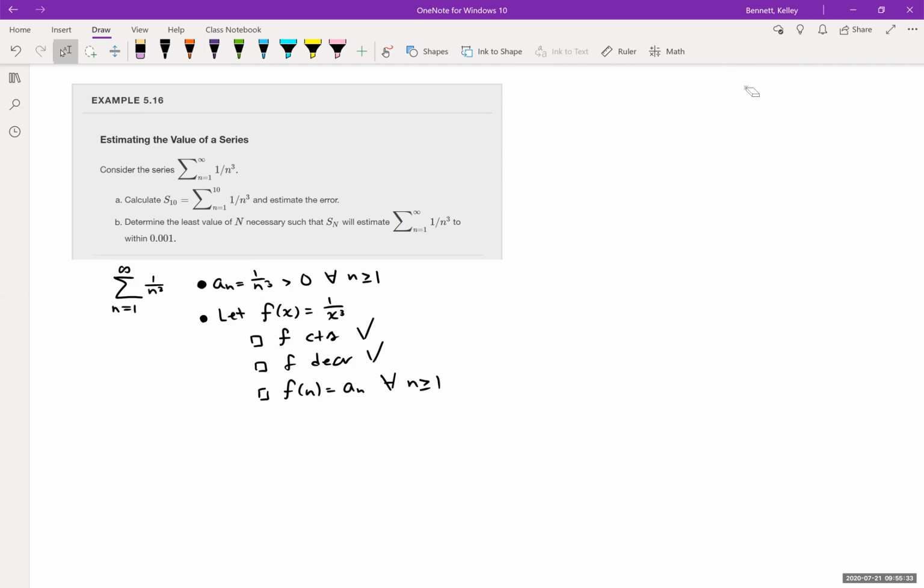Anyway, I digress. So what we want to do is first calculate S sub 10 and estimate the error. So this is just going to be the first 10 terms, from n equals 1 to 10 of 1 over n cubed. So that's 1 over 1 cubed plus 1 over 2 cubed.